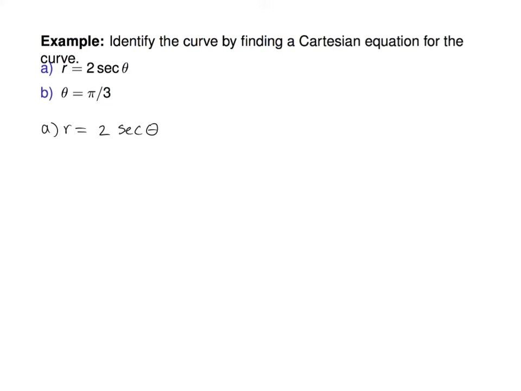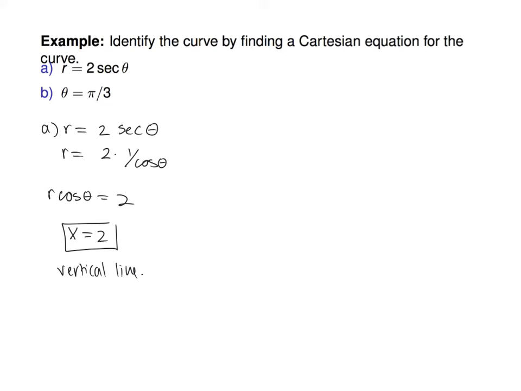So secant is what over what? So this is 2 times 1 over cosine, by that. So r cosine theta equals 2, also by that. And what is r cosine theta equal to? So it's just a straight line. It's a vertical line. Whoa. I know, right? Isn't that weird?